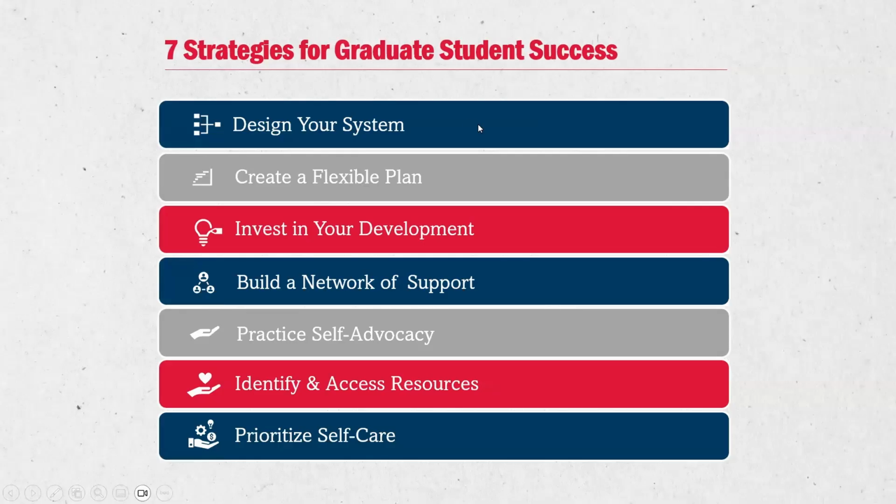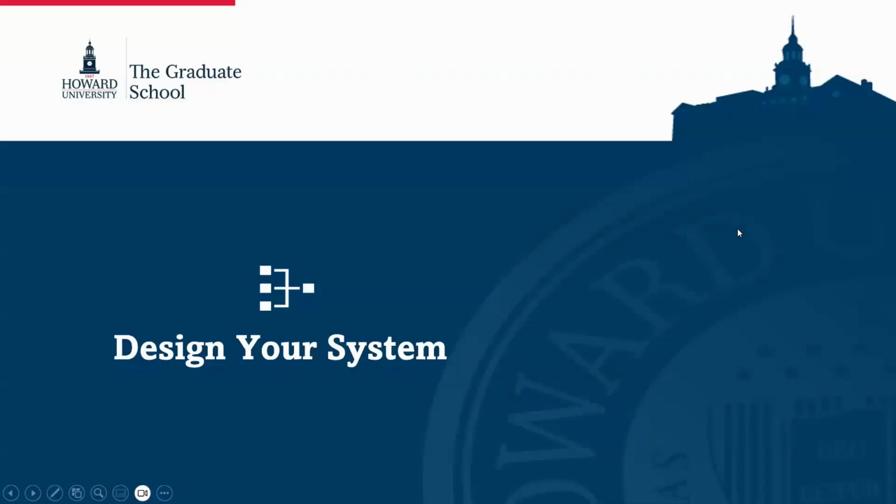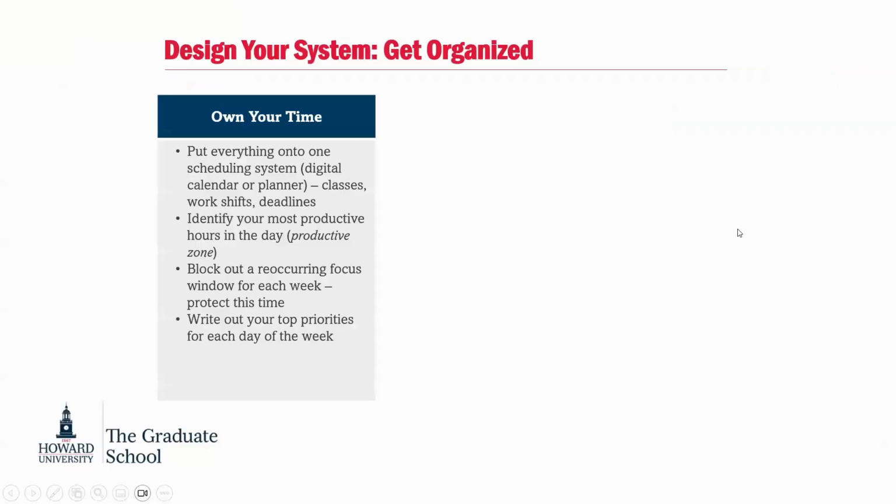We'll walk through how to design a system and organize your time, how to come up with a flexible plan, and I'll talk about why the flexibility is really important, how to invest in your development, building a network of support, how to practice self-advocacy, identify and access resources, and how to prioritize self-care. So we'll walk through designing your system. You want to make sure that you're getting organized. What does that mean? It means you own your time.